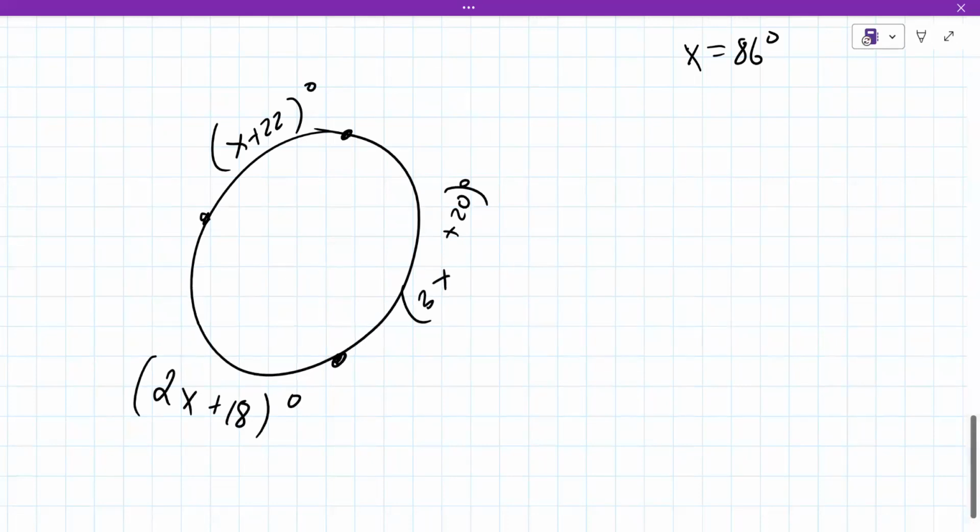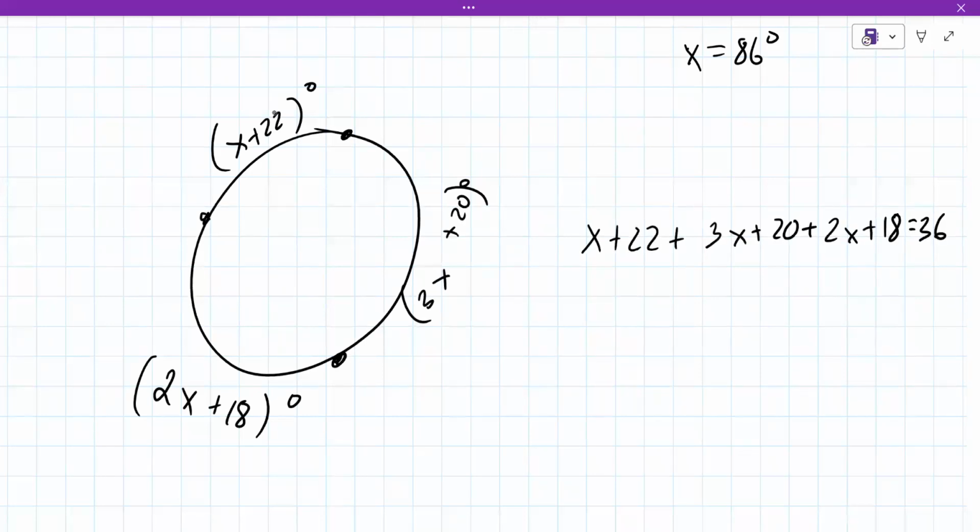What do these add up to going all the way around the circle? They add up to 360. So you can write an equation, Sourish. What is the equation that you can write? X plus 22 plus 3x plus 20 and plus 2x plus 18 equals 360. Good. All right, see if you can solve that.